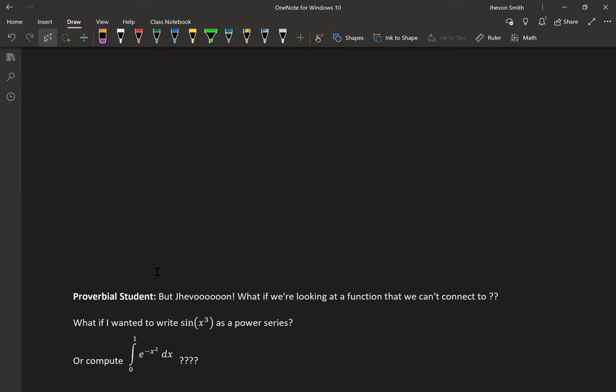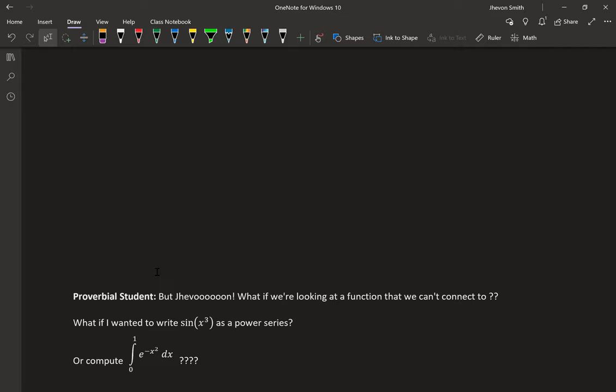e to the minus x squared, if you tweak the coefficient of x a little bit, you get the bell curve, which is the normal distribution. It's a very important function, e to the minus x squared. Knowing how to deal with that is actually pretty important. Knowing how to find the area under that curve is pretty important. Applied mathematics would be lost if we couldn't do that, right?